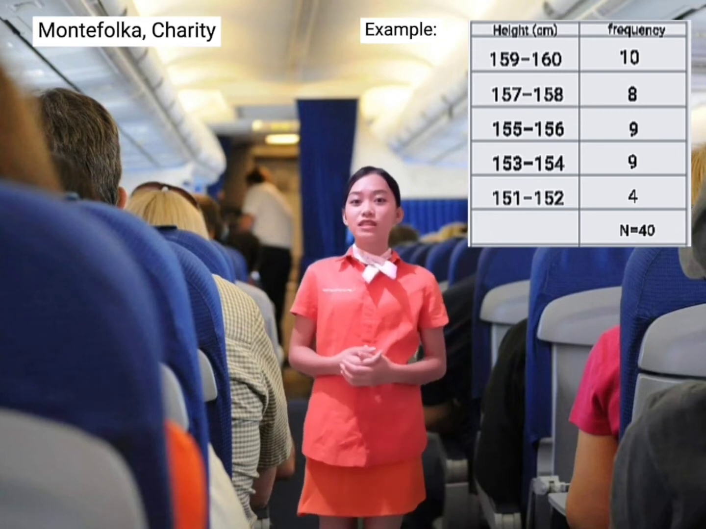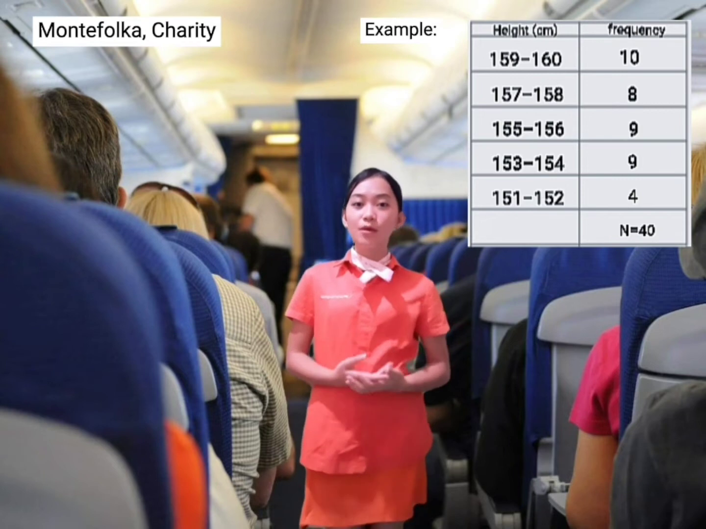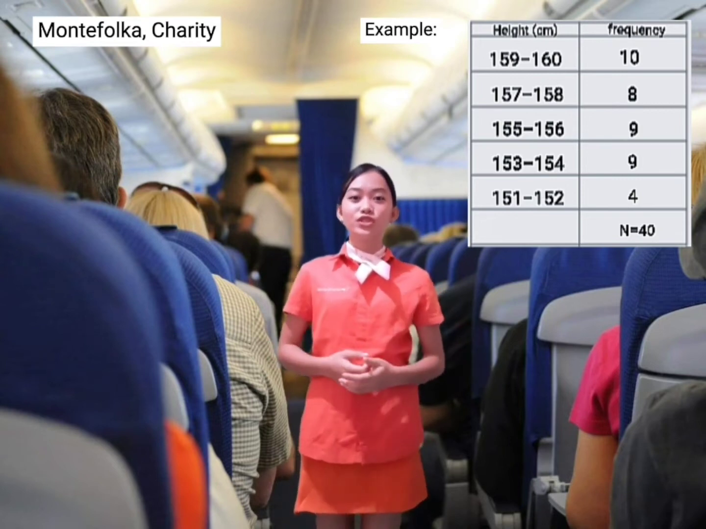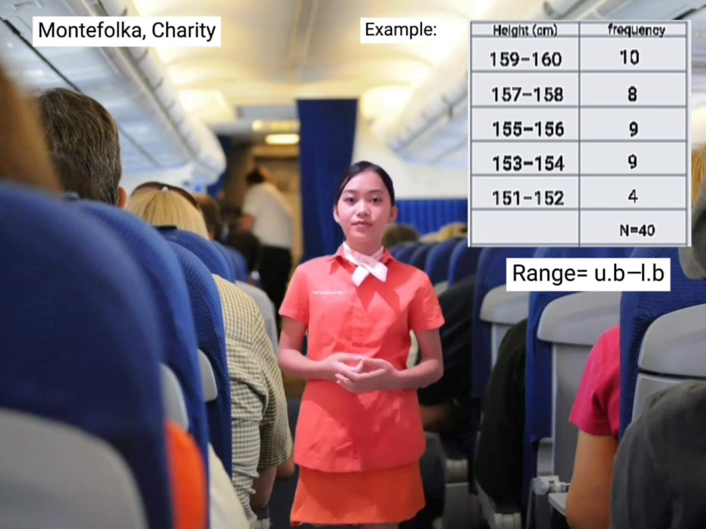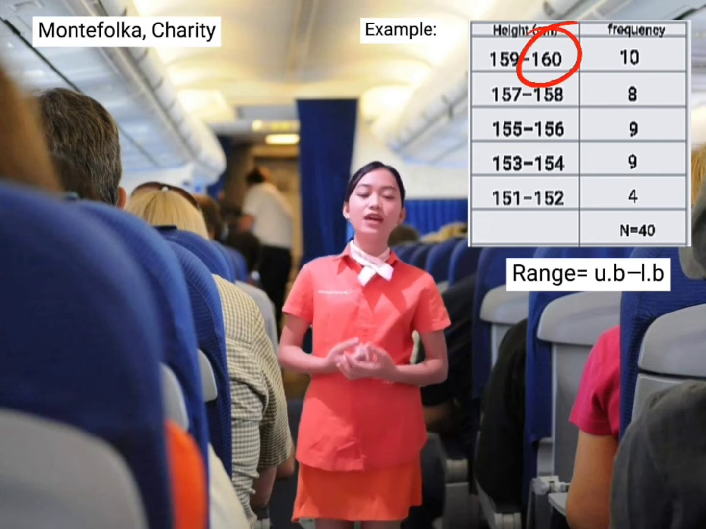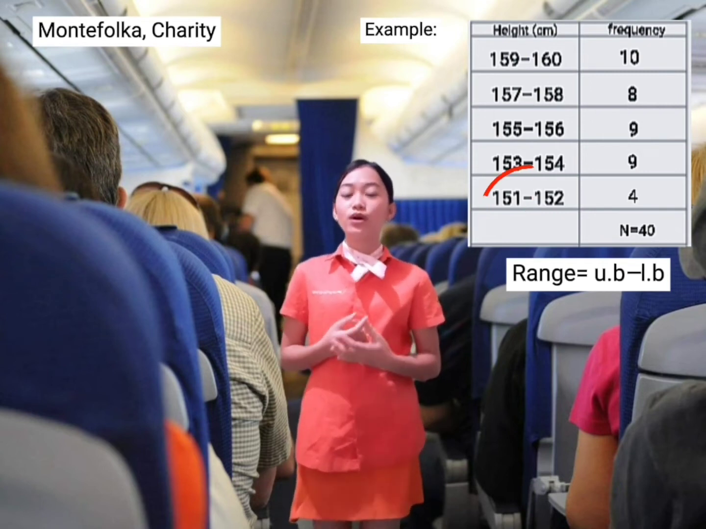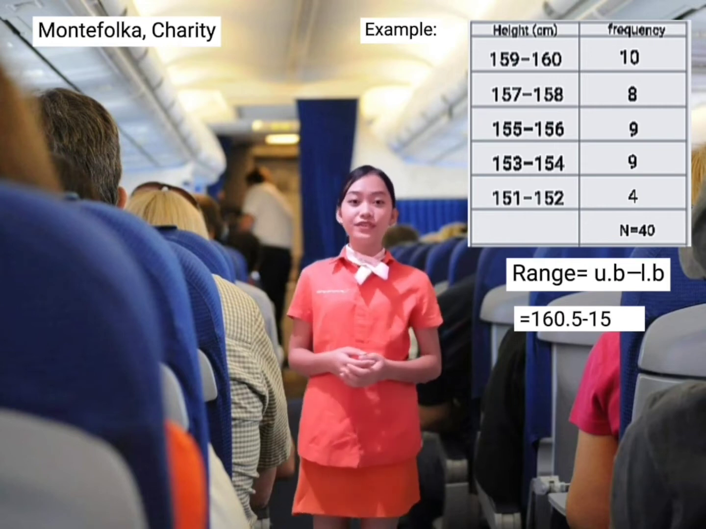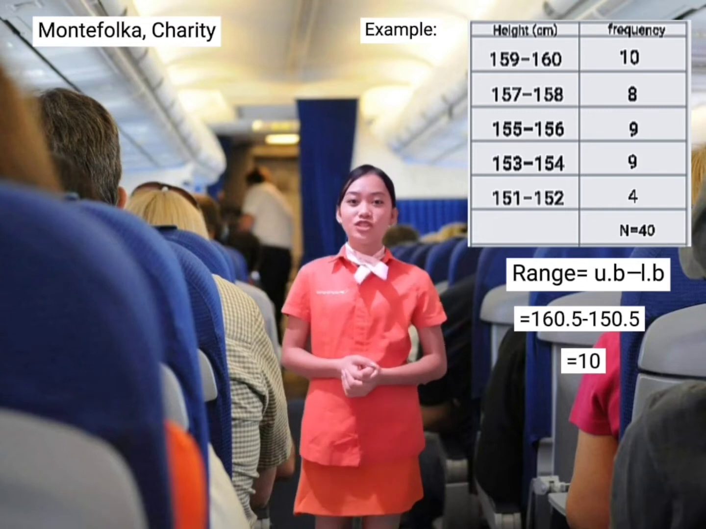Remember that to find the range in a group data, we need to subtract the upper class boundary of the topmost limit and lower class boundary of the bottom class limit. So here's the solution. Range equals upper class boundary minus lower class boundary. In the upper class, we need to add 0.5, so 160.5, and we subtract 0.5 from the lowest boundary. Now we have 150.5. So 160.5 minus 150.5 is equal to 10. And 10 is our range.